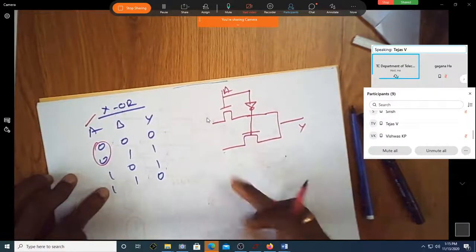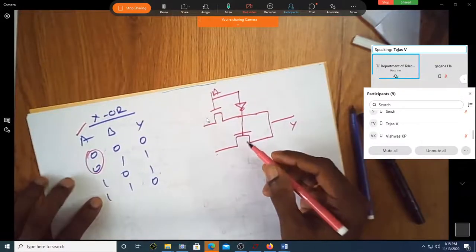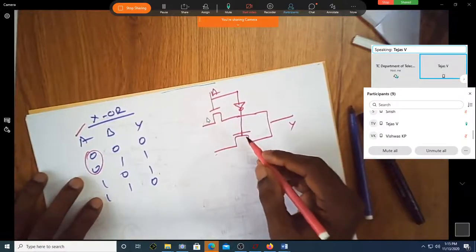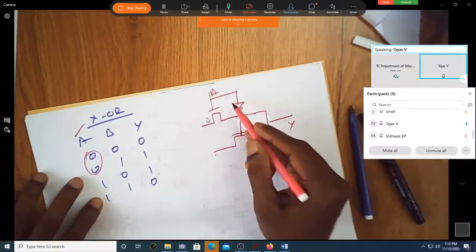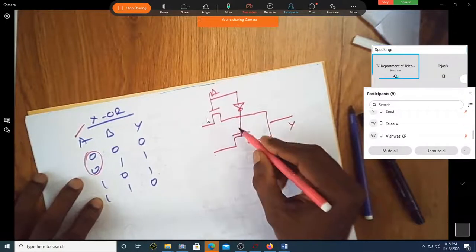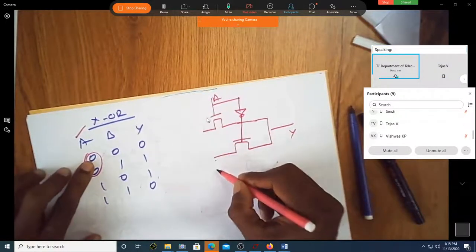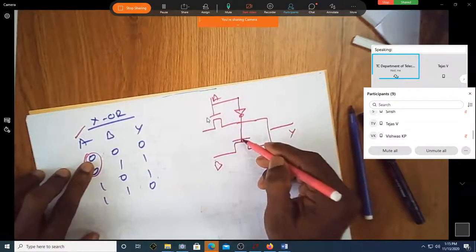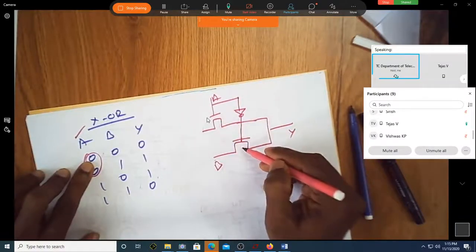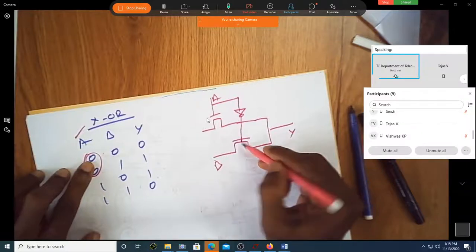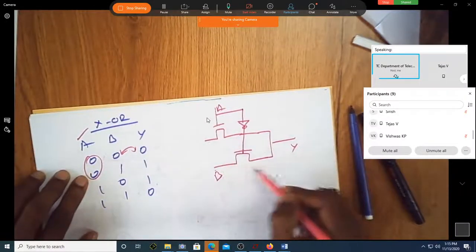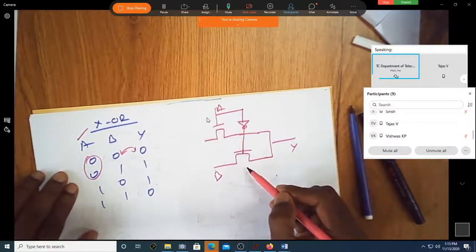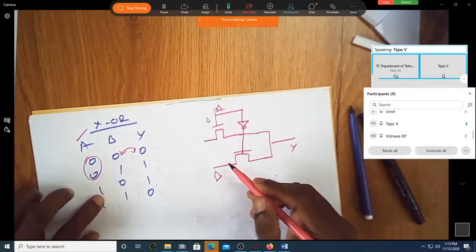Sir, B and B bar. First one B, second one B bar. For the upper one B, for the lower one B bar. For the upper A naught, when A is equal to 0, what should that be? This should be B, no? When A is equal to 0, this is turned on. Correct? When A is 0, they are same. Am I correct? Yes, sir. When A is equal to 1, this will turn on.